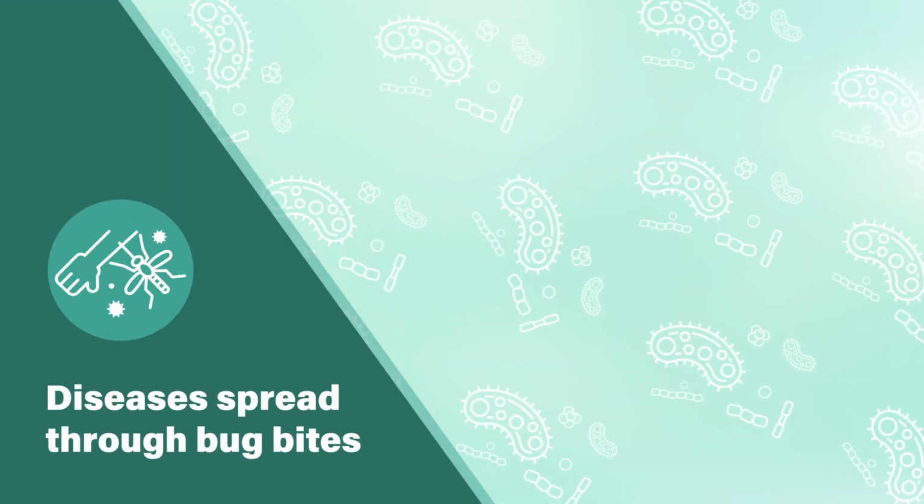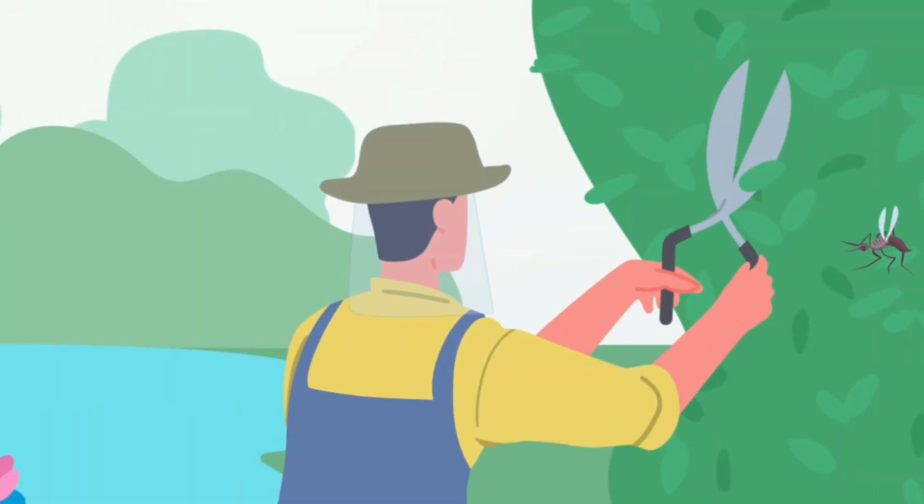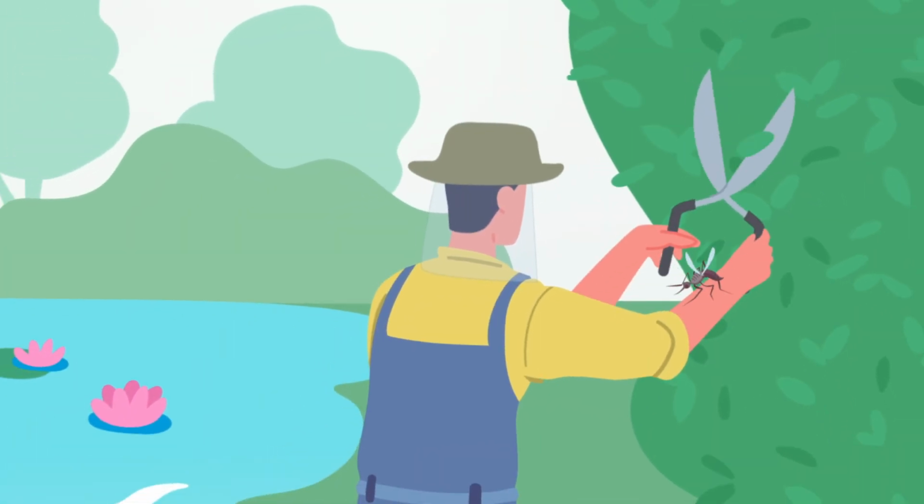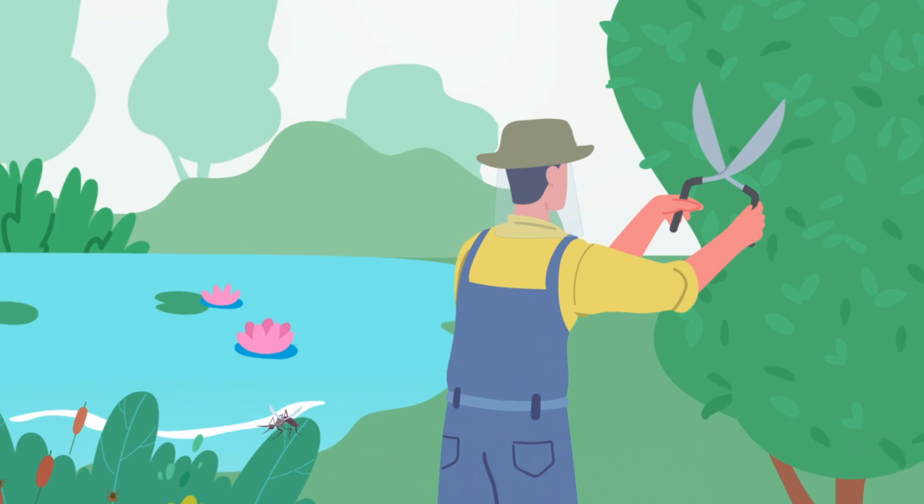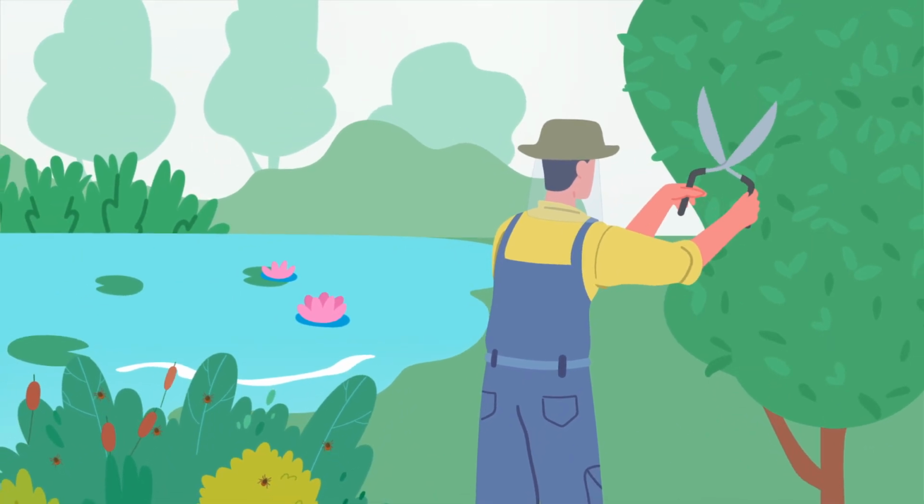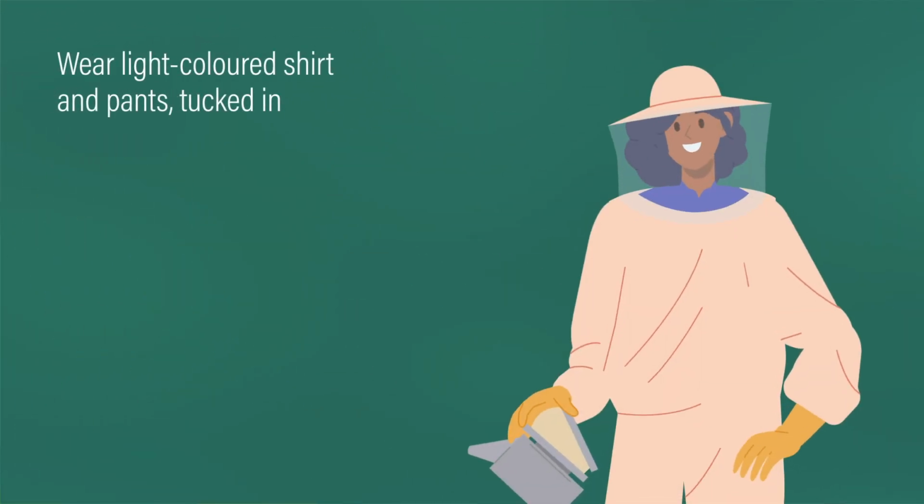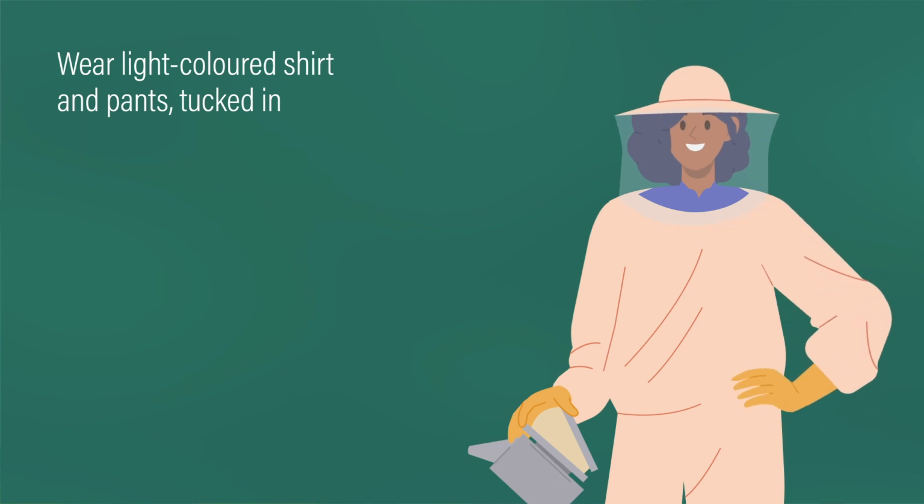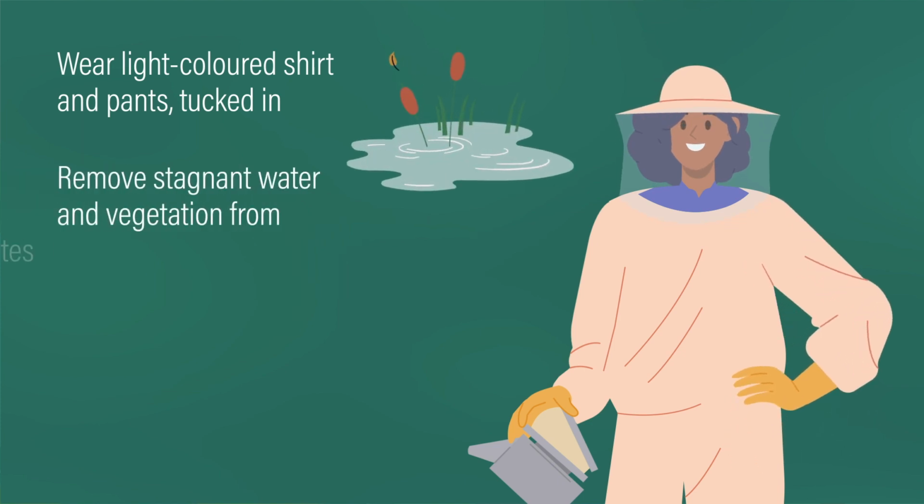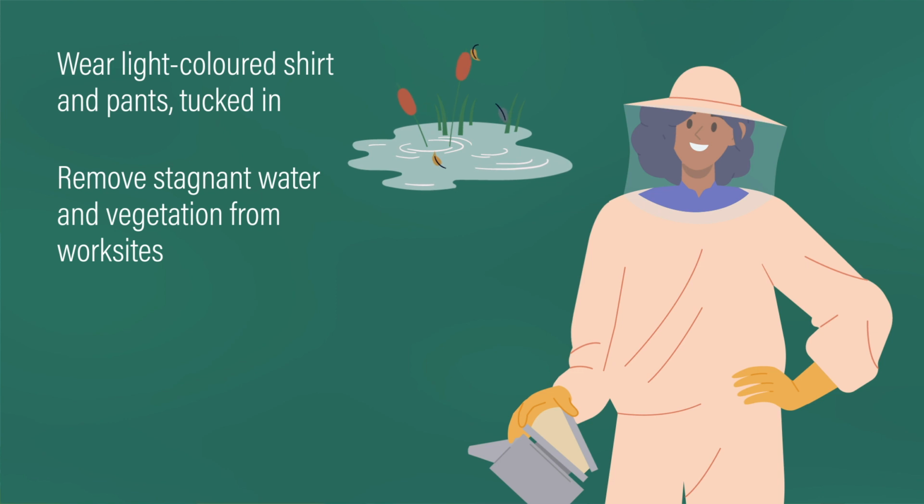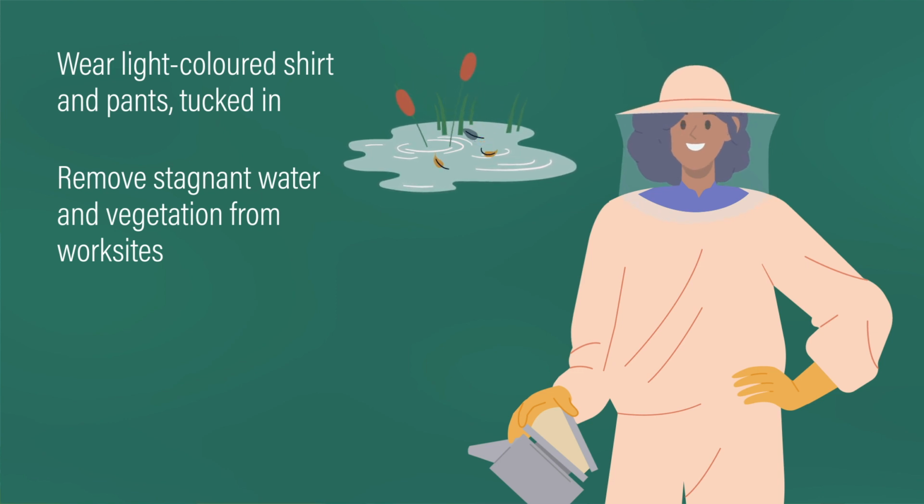Diseases spread through bug bites. You can also take measures to reduce the risk of mosquito and tick-borne diseases like West Nile virus and Lyme disease. Wear light-colored, long-sleeved shirts and pants tucked into socks, and closed-toe shoes. Remove sources of stagnant water where mosquitoes breed and cut down vegetation where ticks may be present.